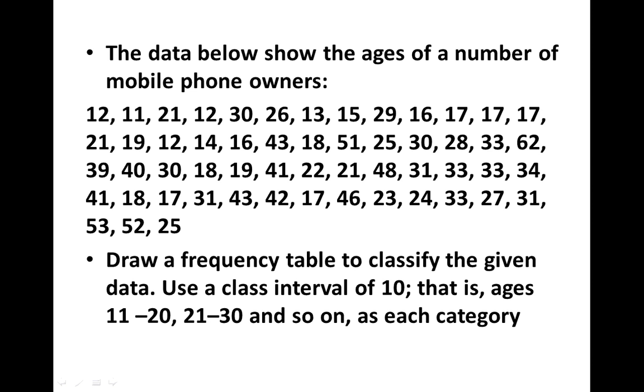Alright, so we're going to be asked to draw a frequency table to classify, that means to sort the given data. And we've been told to use a class interval of 10. That is, ages from 11 to 20 will be one class interval. 21 to 30 will be the next class interval, and so on. Alright, so here's our list of data.